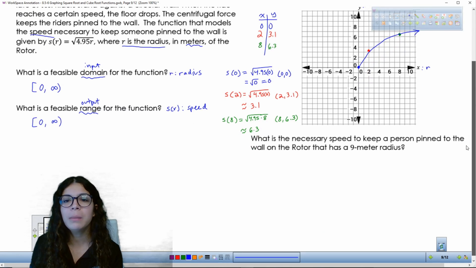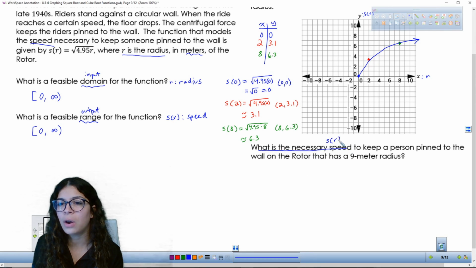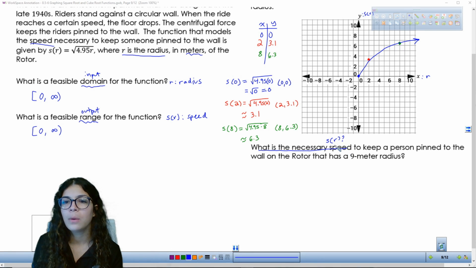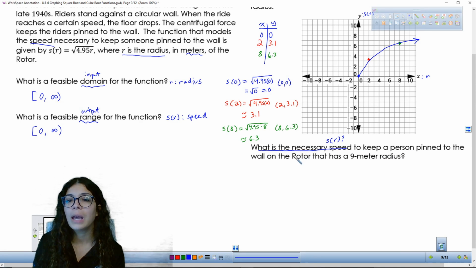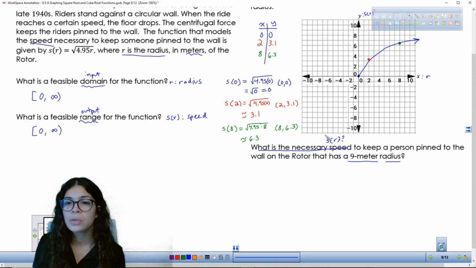Now, the bottom question says, what is the necessary speed? So they're asking us, what is S of R? What is the output? To keep a person pinned to the wall on a rotor that has a 9-meter radius. So remember, R is the radius in meters. So basically they're saying, what is the output when the radius is 9? So we're finding S of 9.